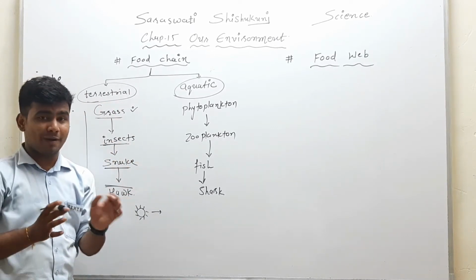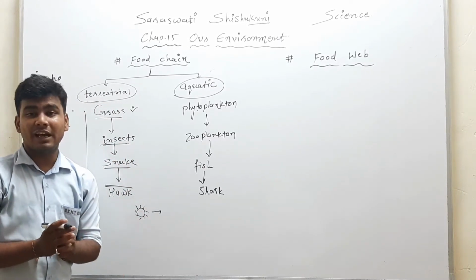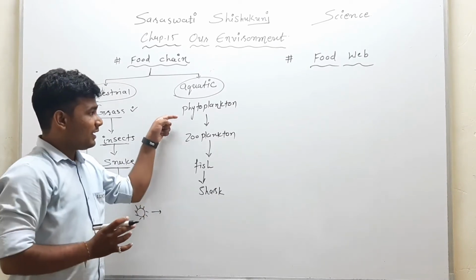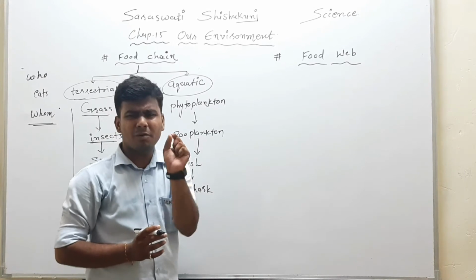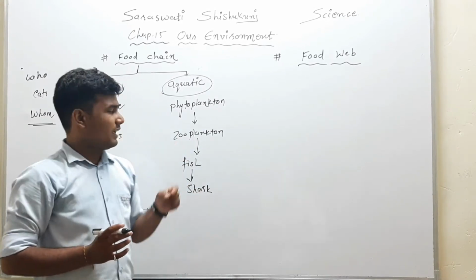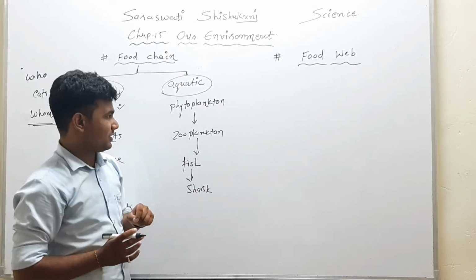They are the autotrophs which lie in our aquatic ecosystem. They are eaten by zooplanktons. Now what are zooplanktons? They are very tiny organisms and they eat phytoplanktons.